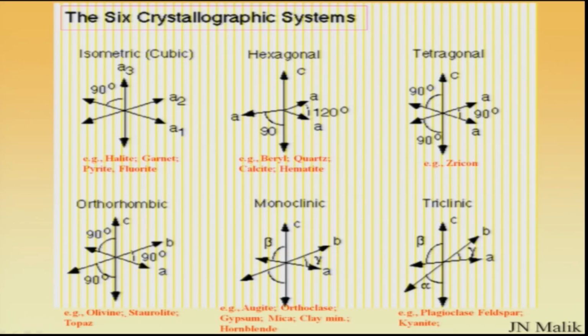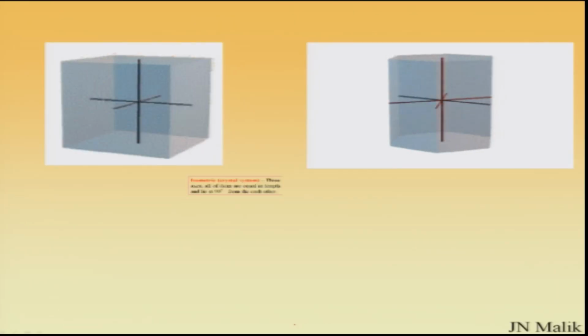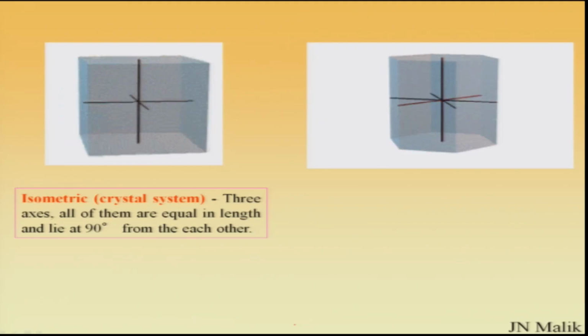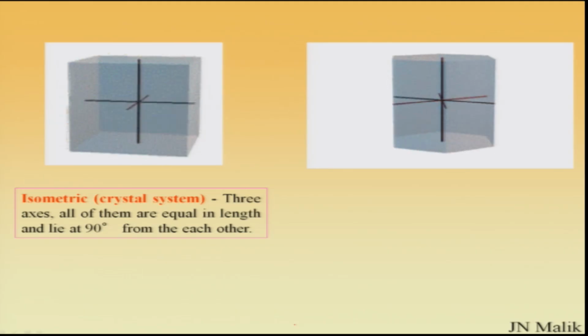Based on this crystal system, you can also try to understand the minerals. This shows how 6 crystallographic systems exist, and these are different examples. For cubic we have halite, garnet, pyrite, and fluorite. For hexagonal we have quartz, calcite, hematite, and so on. For triclinic we have plagioclase feldspars and kyanite. Zircon is tetragonal, and mica is monoclinic. These are the different crystals and axes shown in this video.